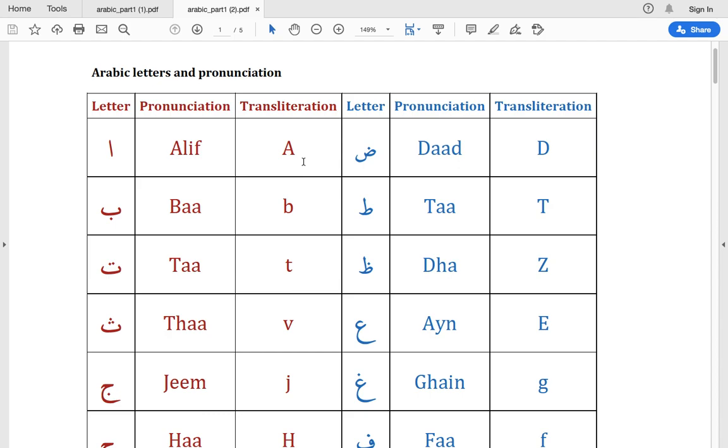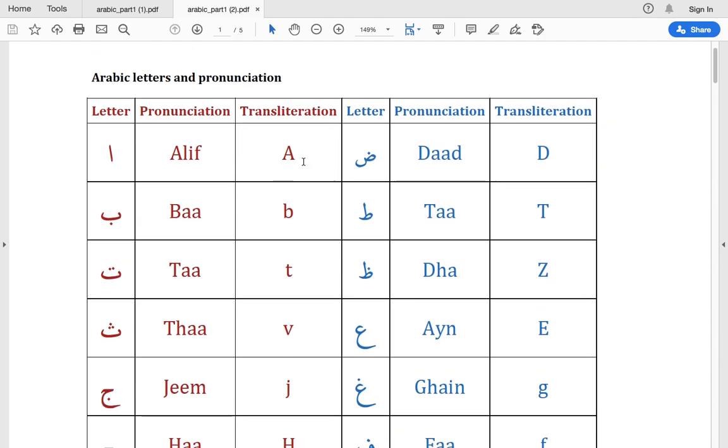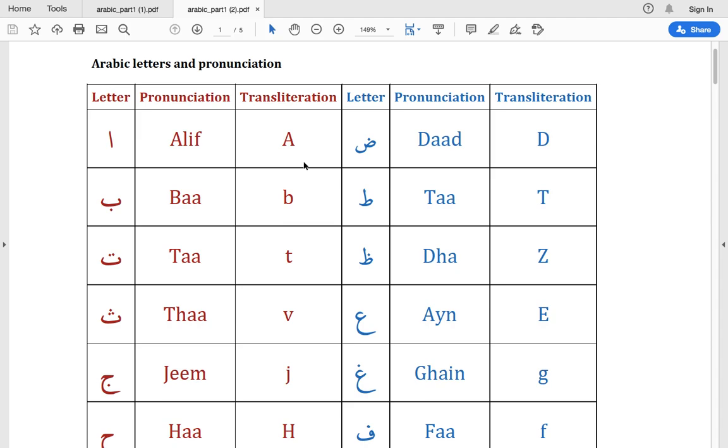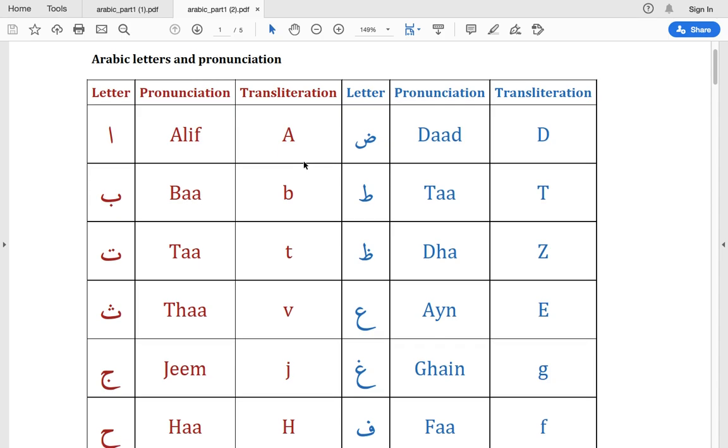The other thing is that if you're serious about learning Arabic, then you need to memorize this table and their pronunciation. There's no other way around it. I will be making this table available on an image hosting site. So please definitely take a look at it and try to revise it as much as you can.